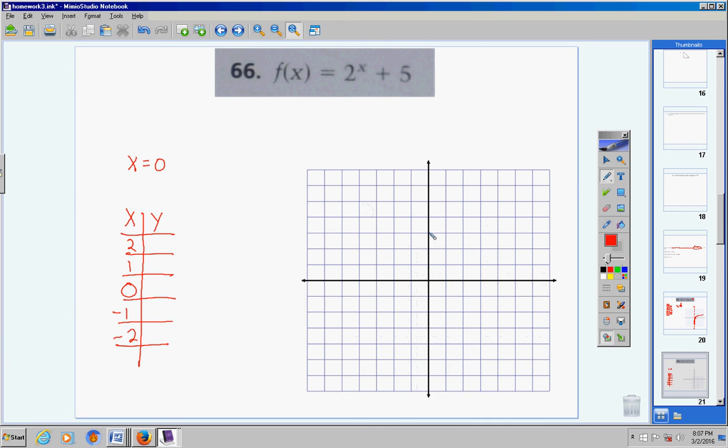1, 2, 3, 4, 5. And there we go. Exponential functions always have logarithm or horizontal asymptotes. Okay? So guys, here we go.